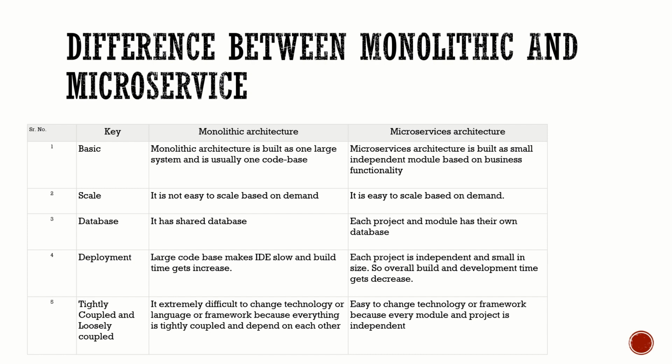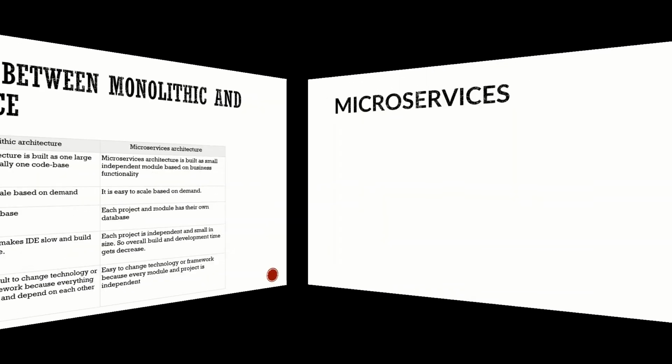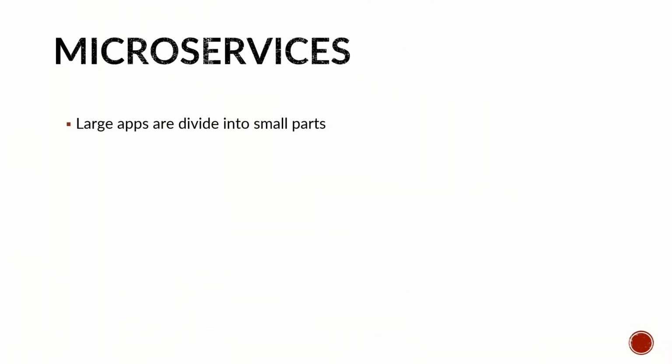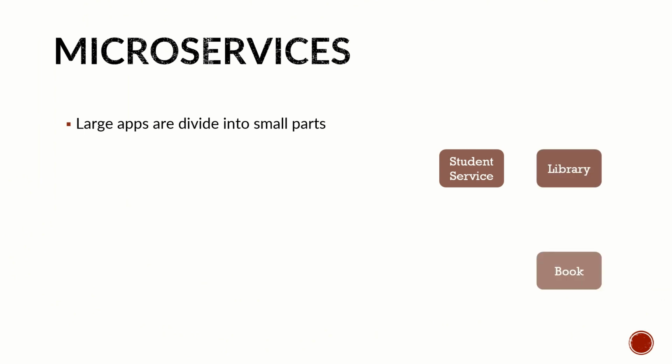So coming to the next slide, microservices. I will brief you about the microservices. It is a large application that is divided into small parts. Okay, let's say I am going to develop three microservices: student service, library service, and book service. So book service is called by the library service, and library service is ultimately called by the student service. So a library can have multiple books. A student can register with one library. Okay, so let me go next.